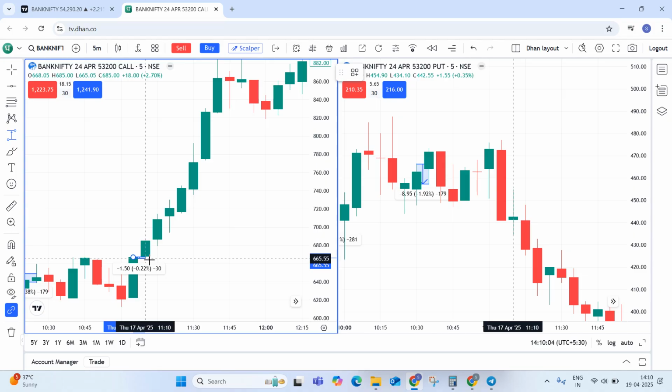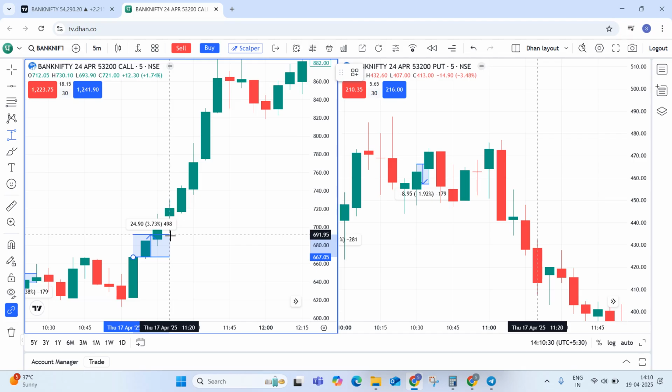If the market moves against my indicator's prediction and comes down, then my stop loss is only 1.5 rupees. After the 11:10 and 11:15 candles have completed, I will drag this to the next candle low. Like this, whenever the next candle forms, I will drag the trailing stop loss to the low of that candle.